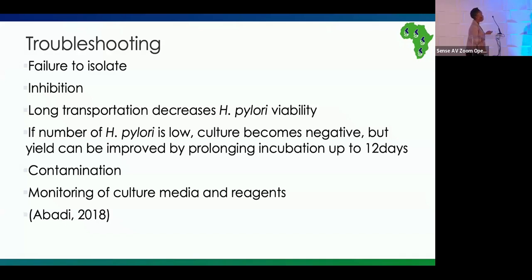Sometimes if the number of H. pylori is low, culture might become negative, but yield may be improved by prolonging incubation to about 12 days. Contamination can result if processes are not carried out aseptically. Monitoring of culture media and reagents can also be done. If the vitamin mix has been denatured or the horse serum is obsolete, the growth of H. pylori can be inhibited.